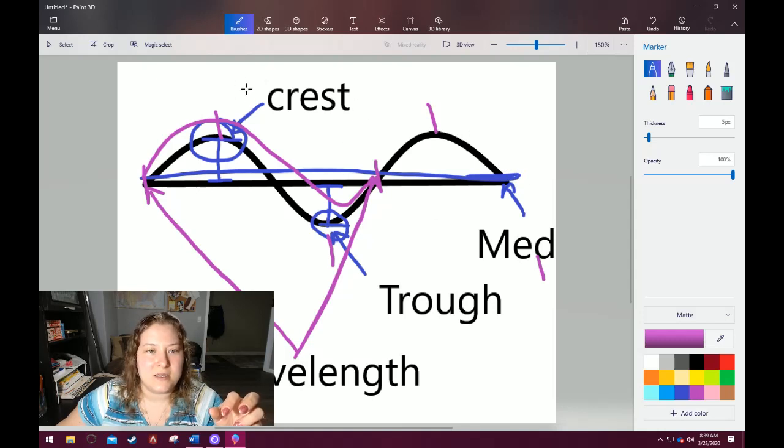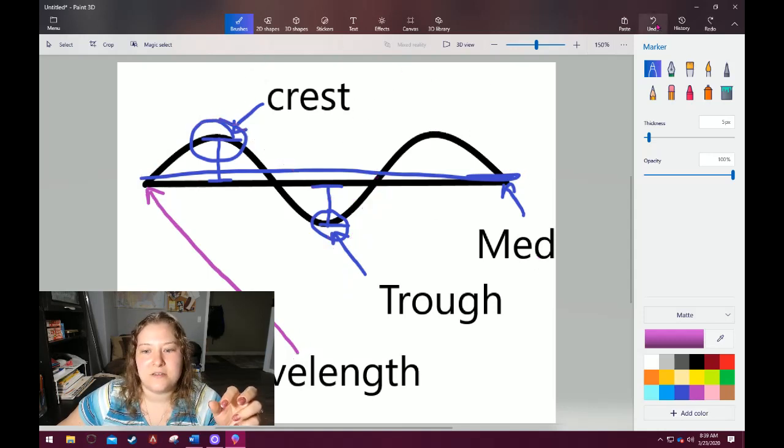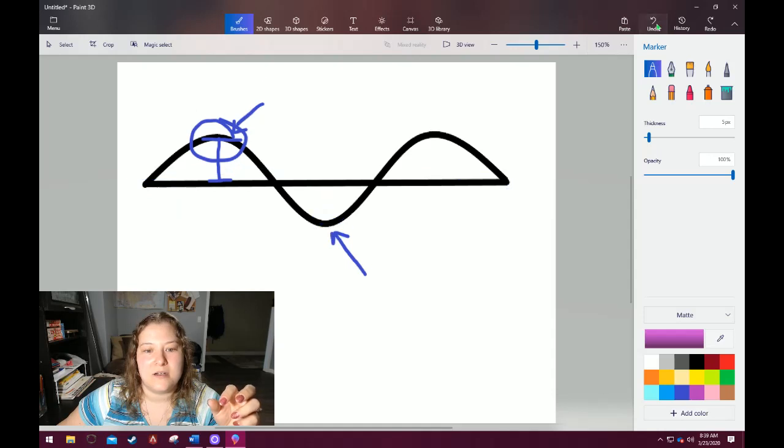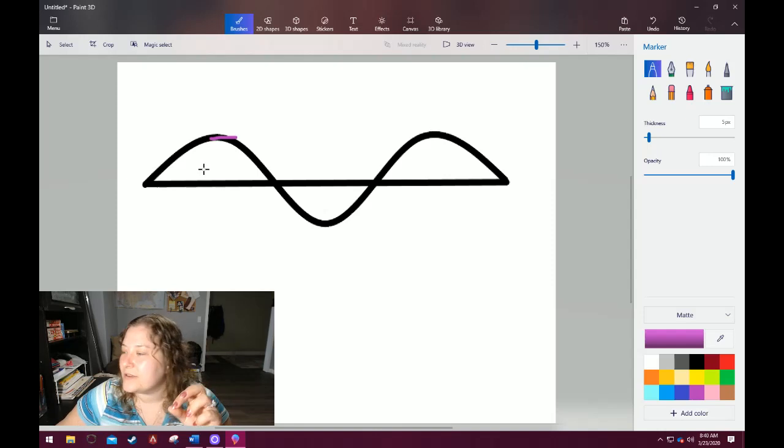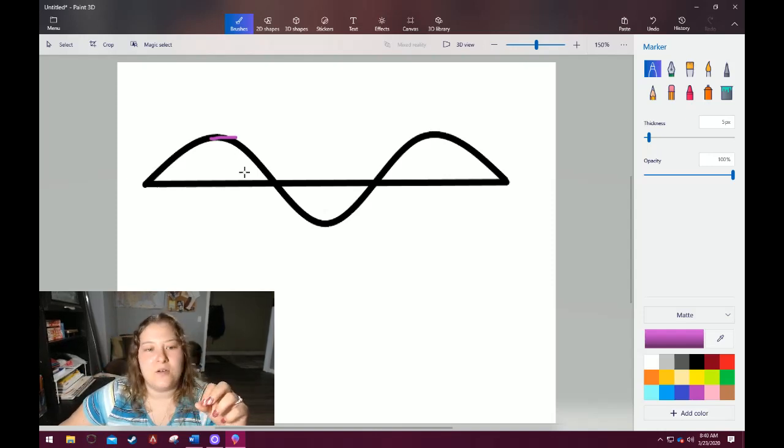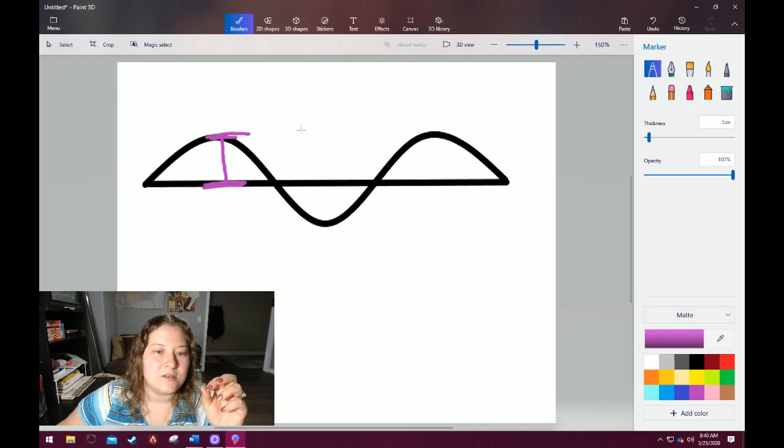The next thing, and let's undo all this. The next thing I want to talk to you about is what we call the amplitude of a wave. The amplitude of the wave is basically the measurement of a trough to the baseline here, your resting position, where your medium started before it happened. So this is your amplitude.